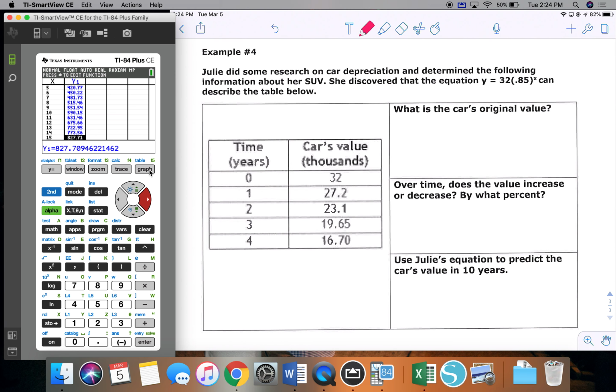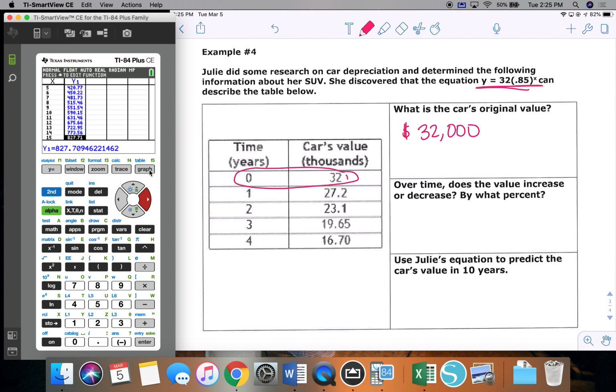Okay, the last example, they found this equation. So Julie did some research on car depreciation and determined the following information about her SUV. She discovered the equation that can be used to describe the table below. So they asked for the car's original value. So the original value is going to be $32,000. That's how much she starts with.